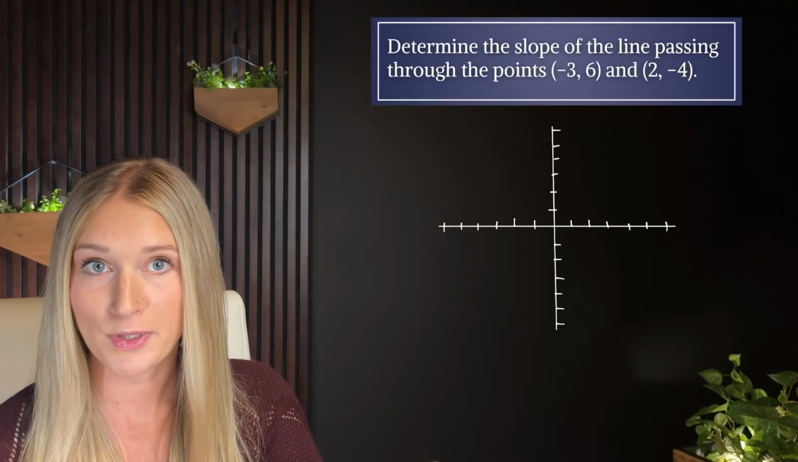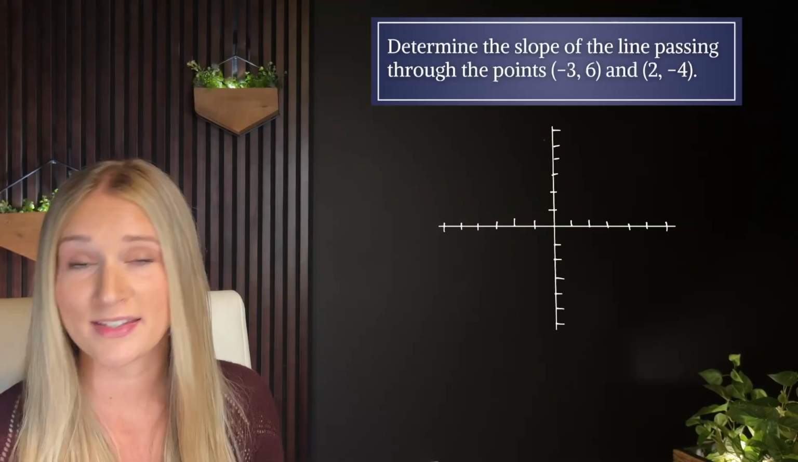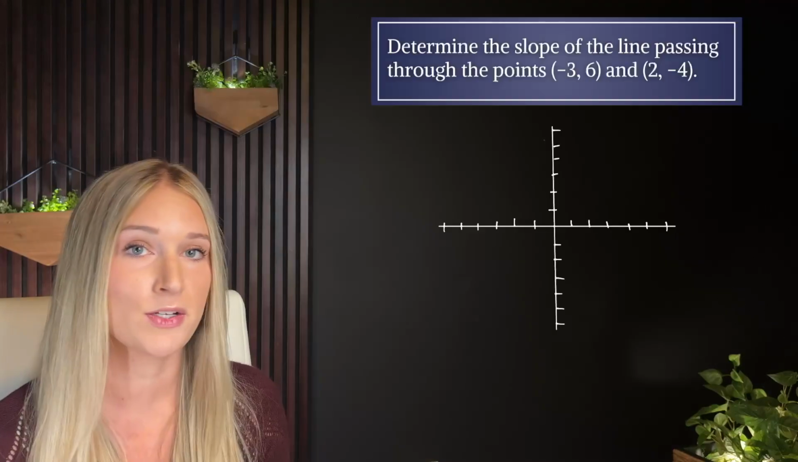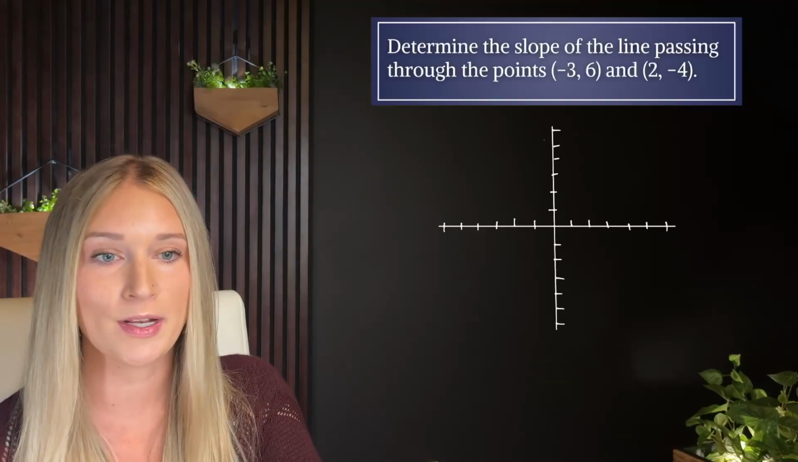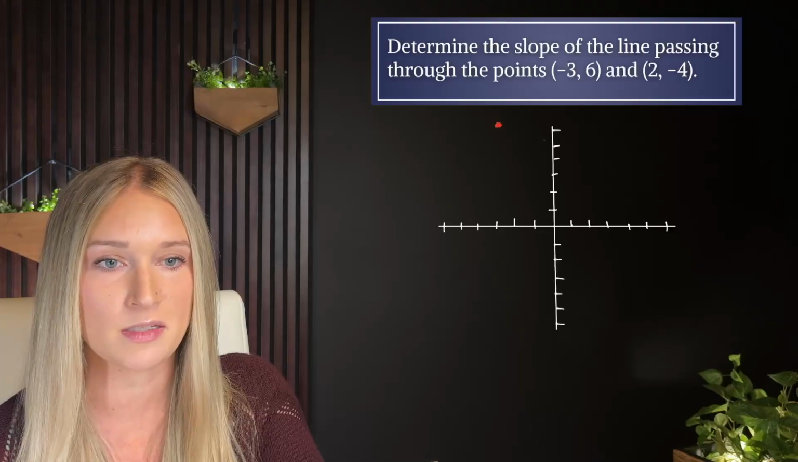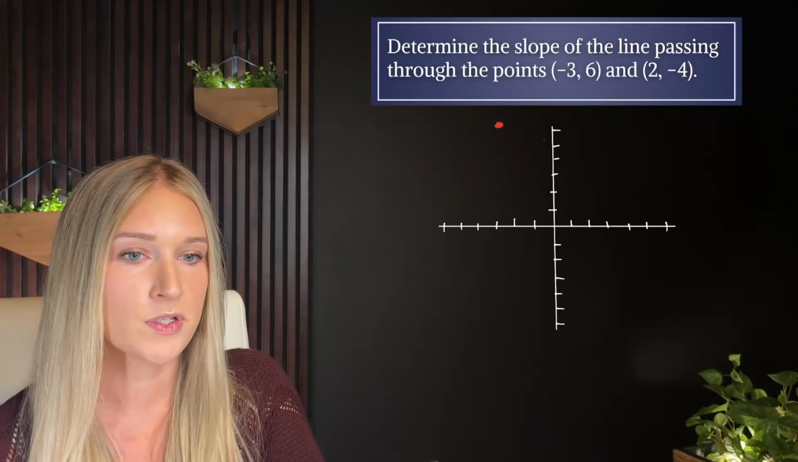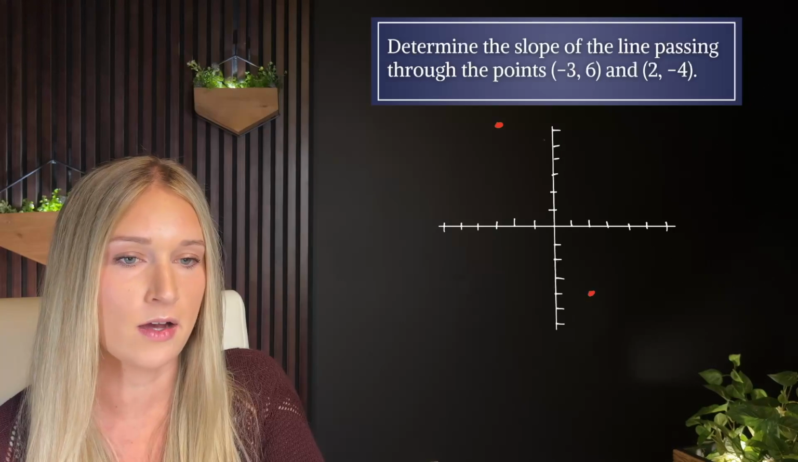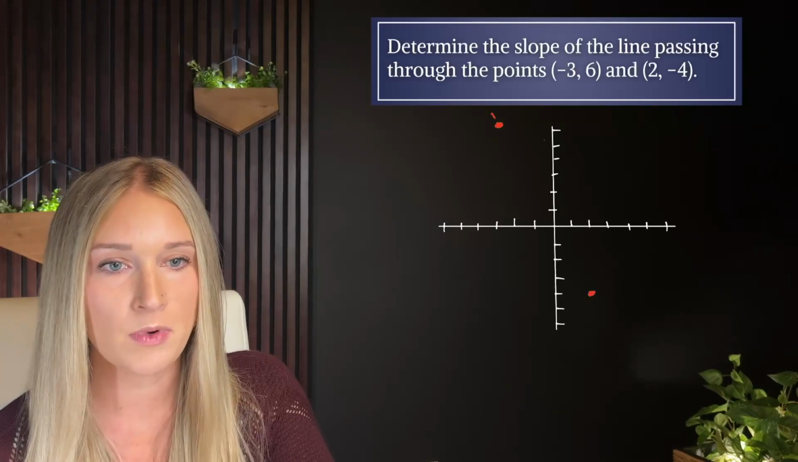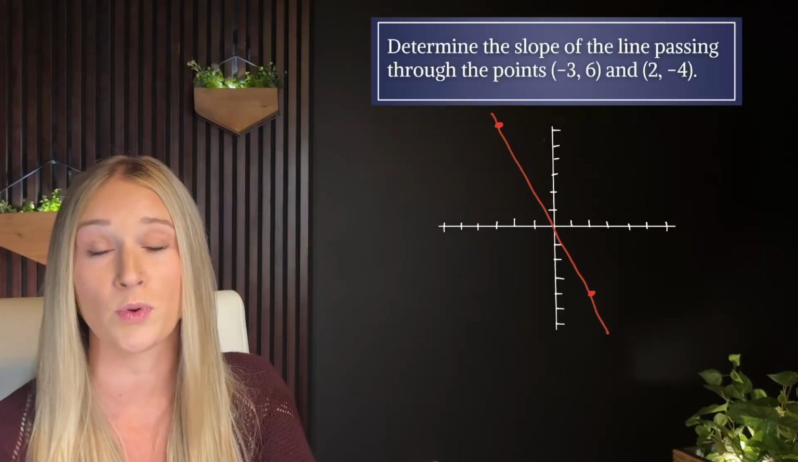I created my coordinate plane. I went left, right, up, down, 6 units in every direction because 6 was the largest number in my 2 ordered pairs. My first point is negative 3, 6, so I go left 3 and up 6, and I place my point here. My second point is 2, negative 4, so I go right 2 and down 4. So I want the slope of the line that connects these 2 points.